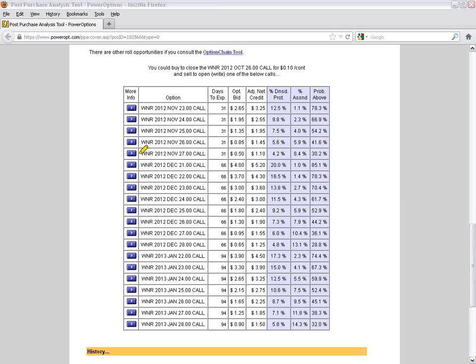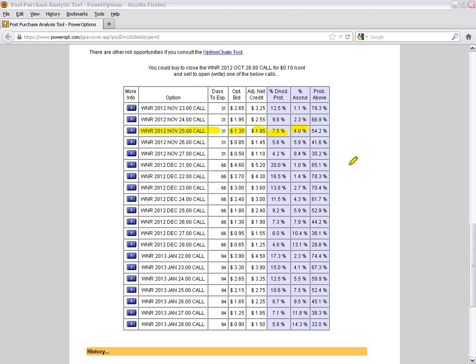So maybe now what I want to do is evaluate this at-the-money call. And the reason why I'm looking at this at-the-money call, remember we started with an at-the-money position, so maybe I want to keep this as an at-the-money call. All right, so we buy to close our call for 10 cents. We can sell the November 25 for $1.35, adjusted net credit of $1.95, still a decent downside protection for the next 30 days, reasonable potential return if assigned, if we're right, over a 2-month period, 4%.